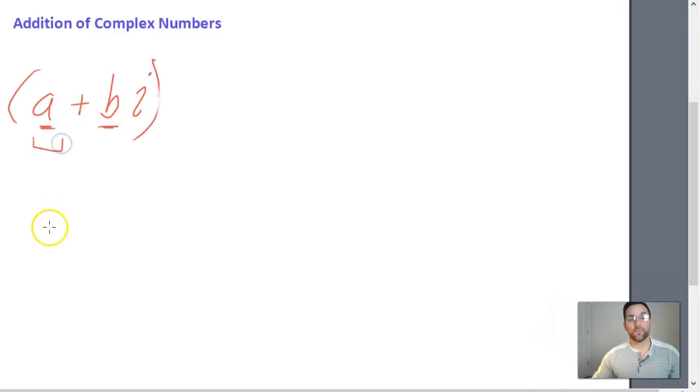a is called the real part. bi, where b is attached to i through multiplication, is called the imaginary part. Okay, sorry, that's pretty sloppy. So we have a plus bi. So now let's talk about how we add two complex numbers.